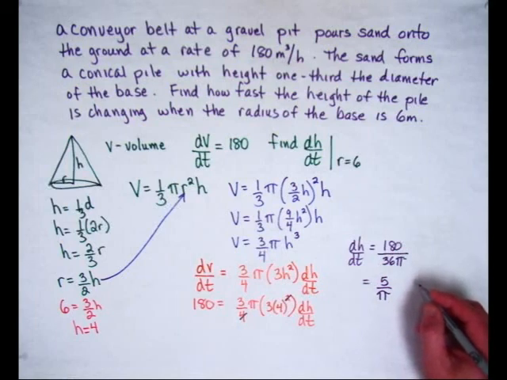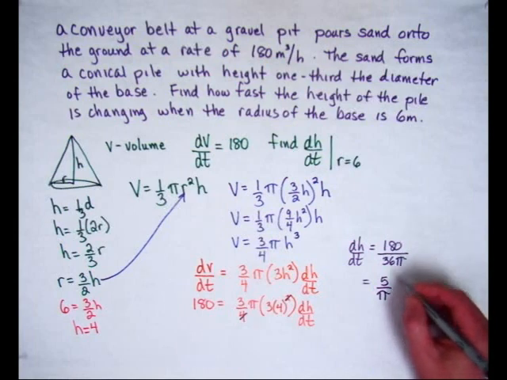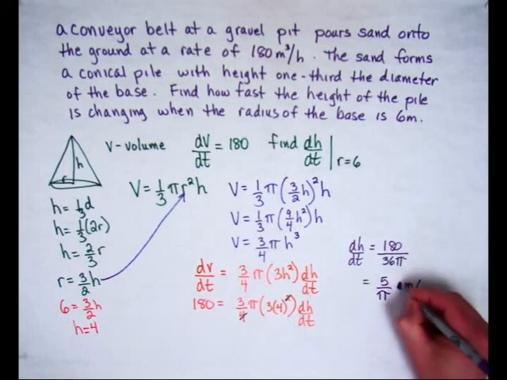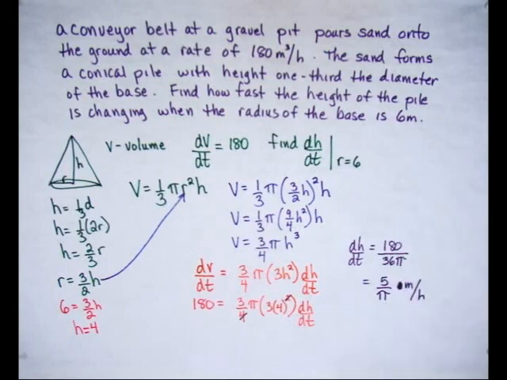And I don't think I changed that to a decimal, so I'm going to leave it as 5 over pi. Again, you can change it if you want to 5 divided by 3.14. It really doesn't matter to me. The units would be height over time, so this would be meters per hour. So that's how fast the height would be changing.